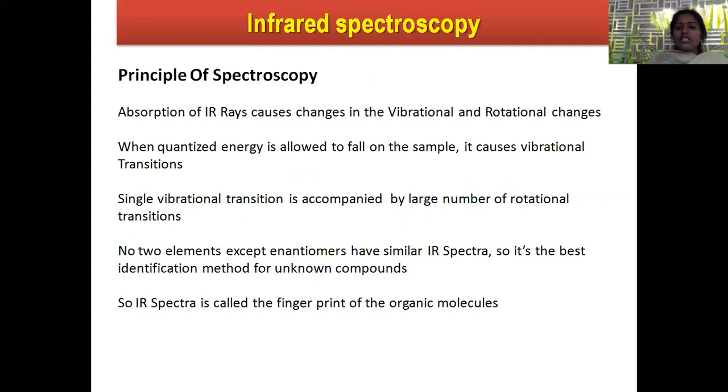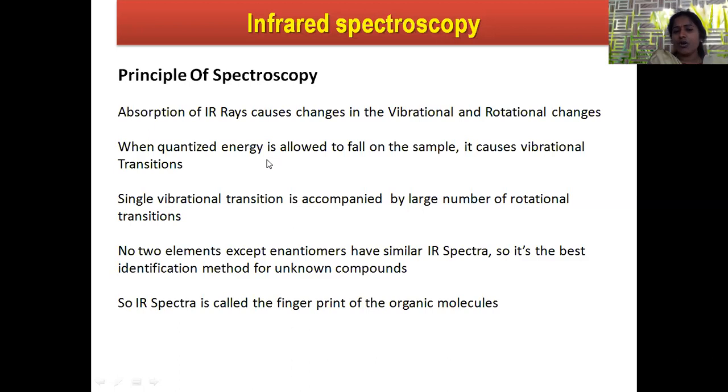Now let us see the main principle involved in IR spectroscopy. IR spectroscopy is mainly due to vibrational and rotational changes, whereas in UV spectroscopy we observe electronic transitions. In IR spectroscopy, the possible transitions are vibrational and rotational. These are less energetic compared to UV, because the IR region comes after the UV.